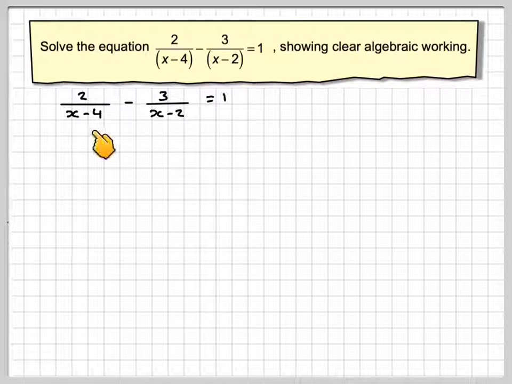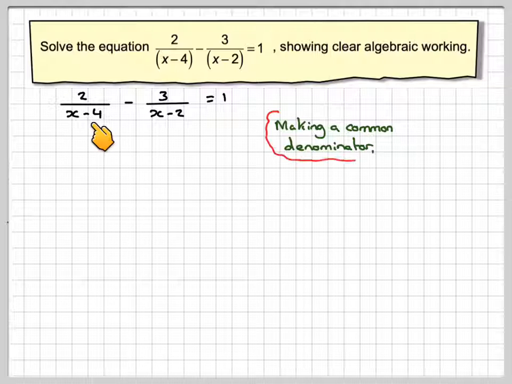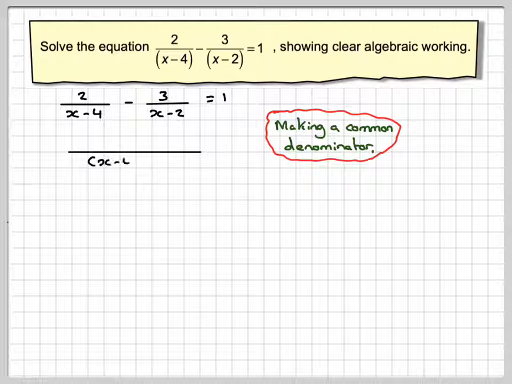So we've got 2 over x minus 4, you don't actually need those brackets, minus 3 over x minus 2 is equal to 1. Now we know to add or subtract fractions you need a common denominator. So the common denominator will have to be x minus 4 times x minus 2. At this stage, don't multiply them out. So you get x minus 2 times x minus 4 times x minus 2.